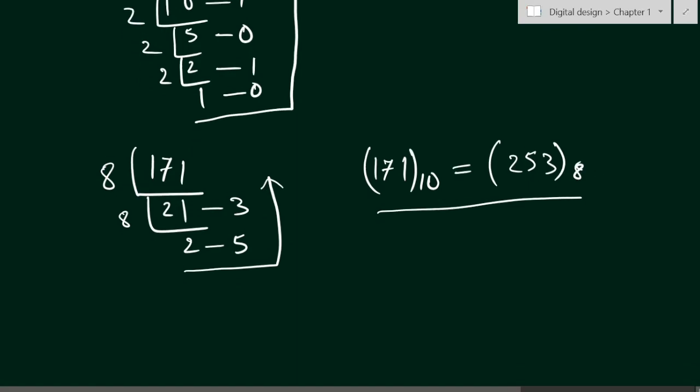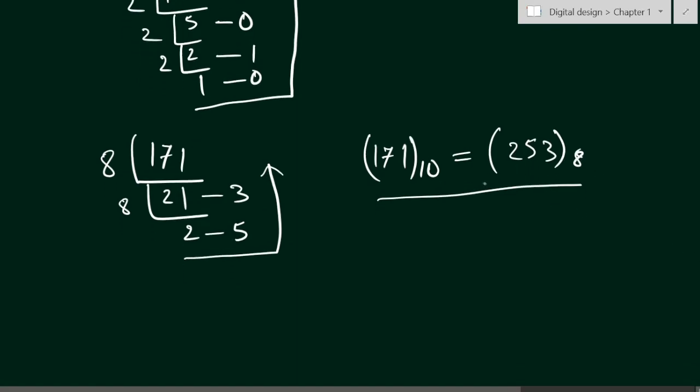Okay, now we have to find out the hexadecimal equivalent. In hexadecimal number system the base is 16, so here we'll have 171, so we have to divide by 16. Okay, so here we'll have 10 as the quotient and the remainder will be 11, and 11 is what? In hexadecimal number system it is B. 10 is A and 11 is B.